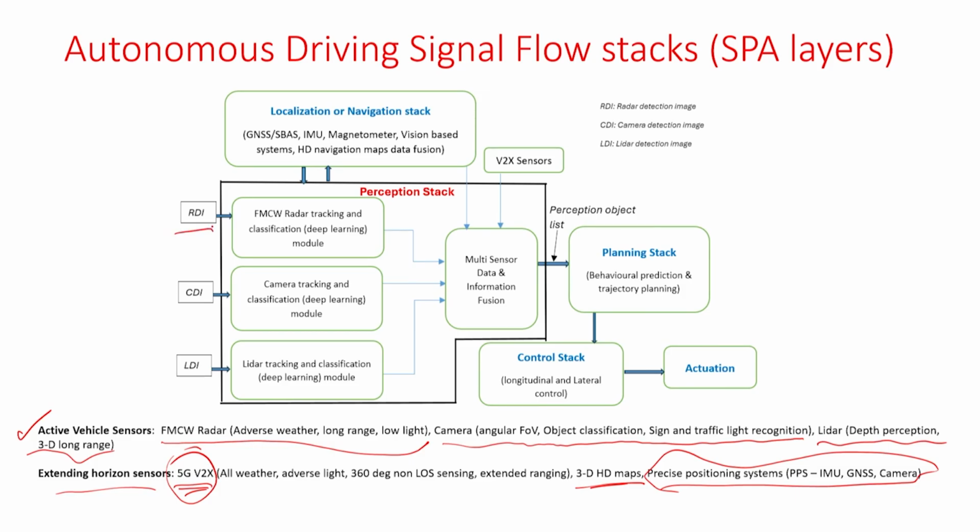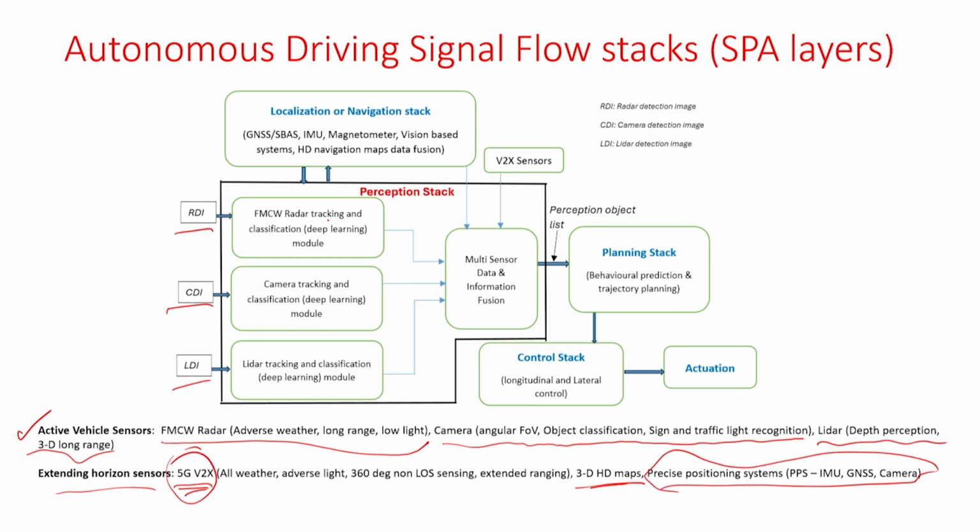What is RDI? RDI means radar detection image, the raw radar detection data. The radar hardware gives you data in terms of measurements, or if it is a SAR radar, it will give you an image in terms of RDI, radar detection image. CDI is called camera detection image. LDI, you can obviously understand, is called LIDAR detection image. So, with all these detection images, you have the processing modules.